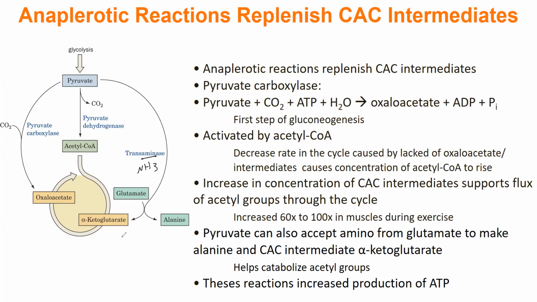This is all very much controlled. Acetyl-CoA can actually activate the process of going from pyruvate to oxaloacetate. And again, I believe we talked about this when we talked about gluconeogenesis. If you have a lot of acetyl-CoA, that means you have a lot of energy. So that pyruvate is going to be made into oxaloacetate for storage purposes. But it could actually still run through the cycle.